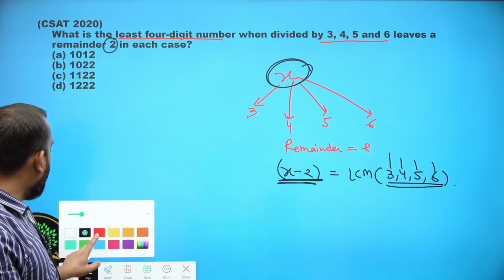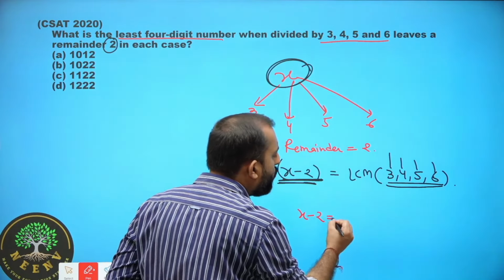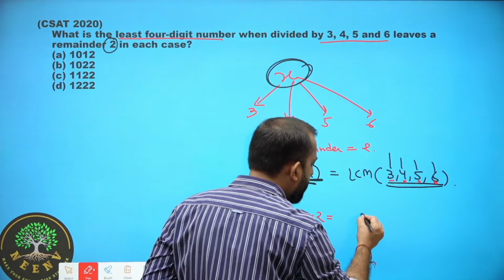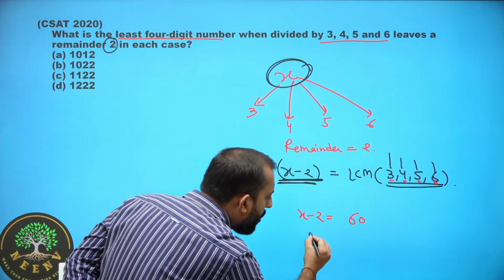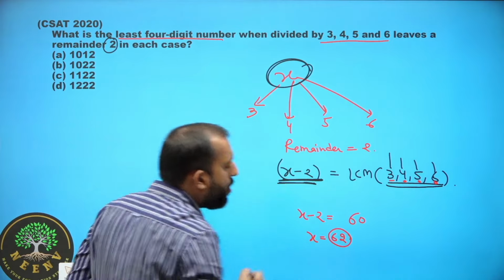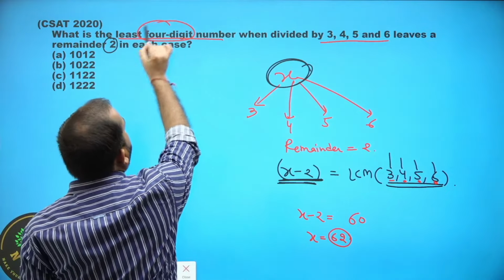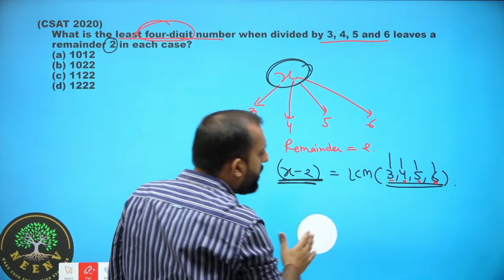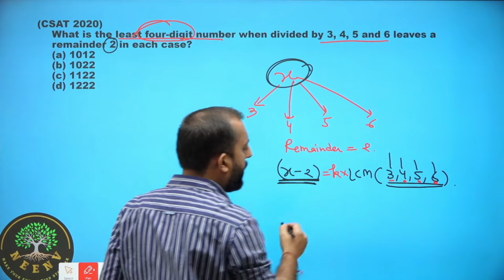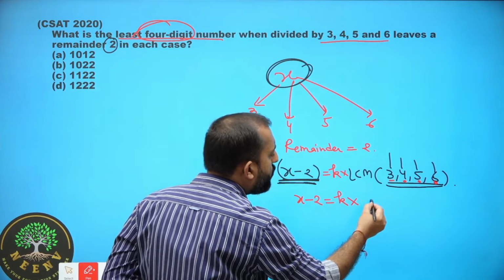Okay, now if we calculate the LCM, so x minus 2 will come out to be equal to the LCM of 3, 4, 5 and 6, which is 60. So x comes out to be equal to 62, which is a 2-digit number. I want a 4-digit number, so I have to multiply this LCM with some variable, let's say k. So x minus 2 must equal k into 60.